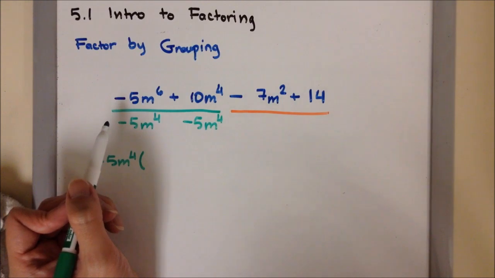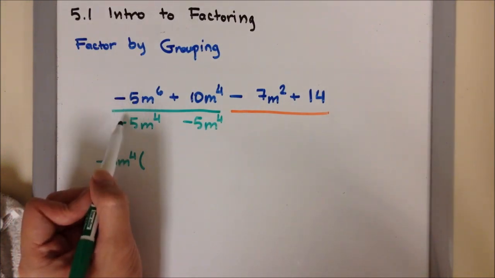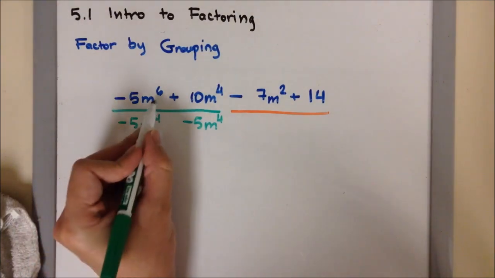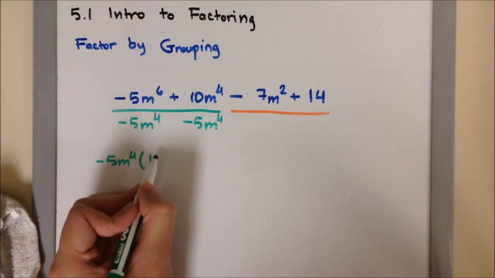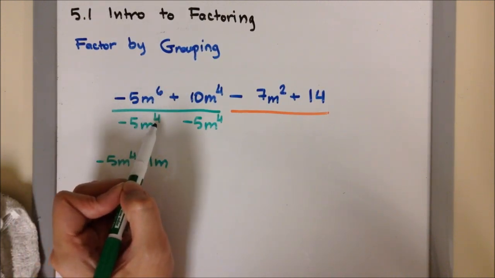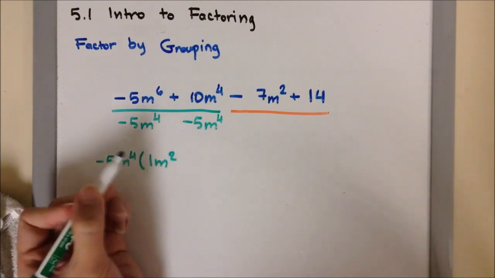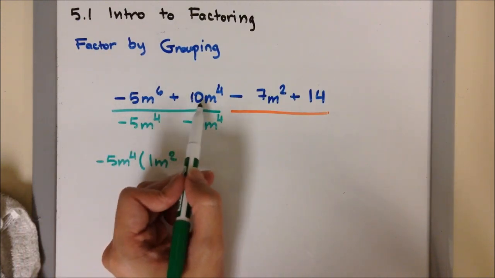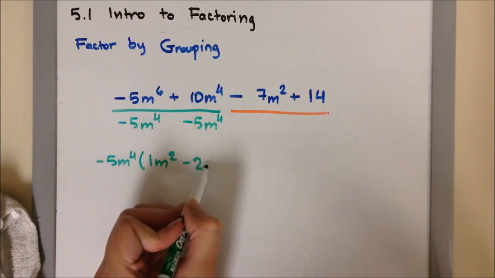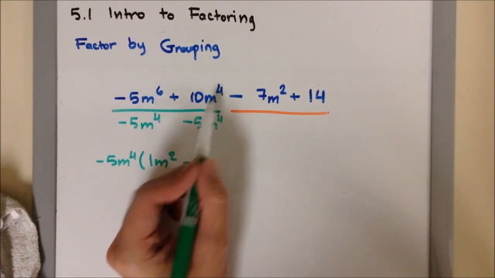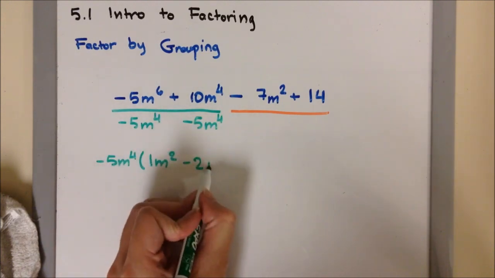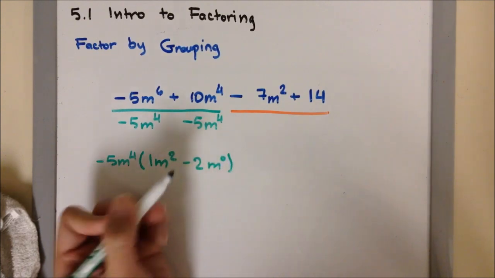When I'm dividing, negative 5 divided by negative 5 is just a positive 1. m to the 6th divided by m to the 4th: I'm still going to have an m, but it's top exponent minus bottom, which is going to be 2. Positive 10 divided by negative 5 will be negative 2. Now, m to the 4th divided by m to the 4th, top exponent minus bottom, will be m to the 0th power. So that's it.